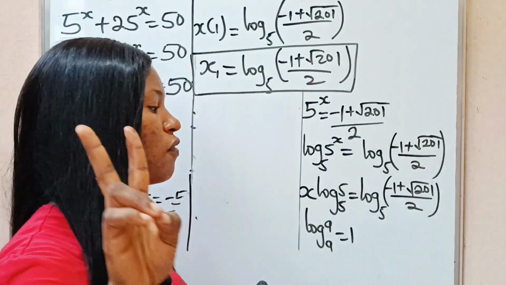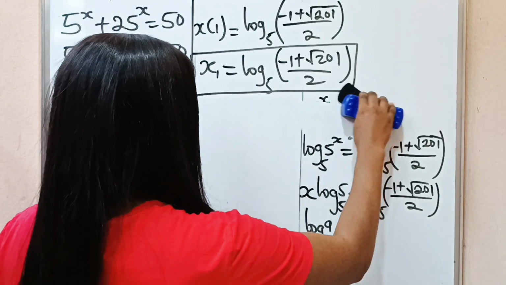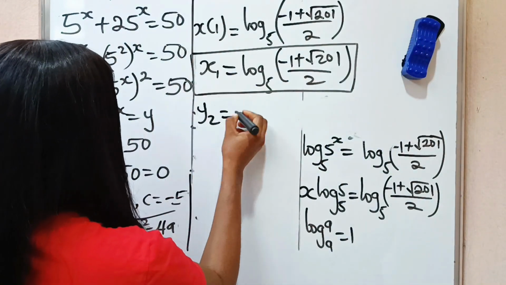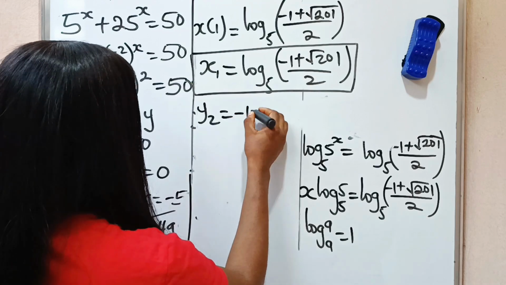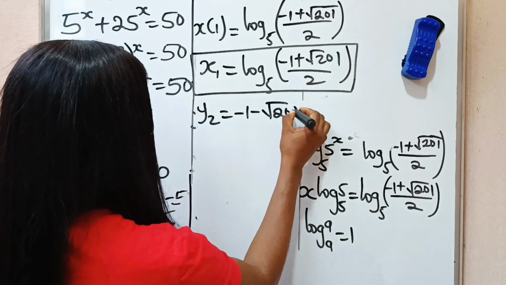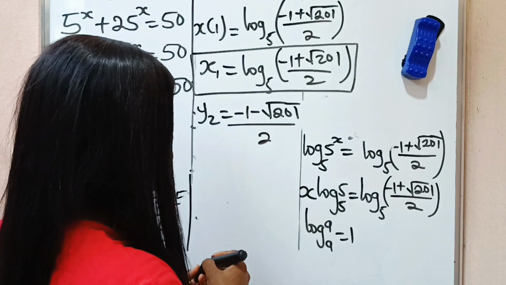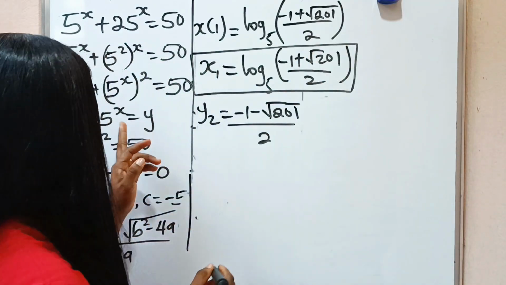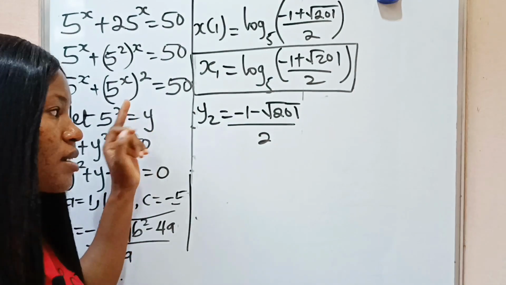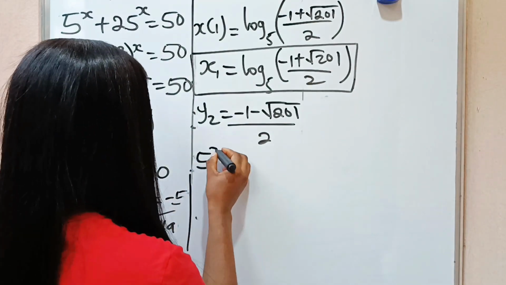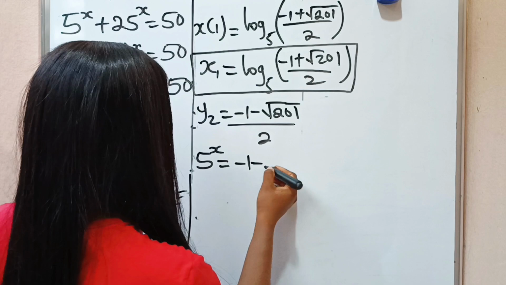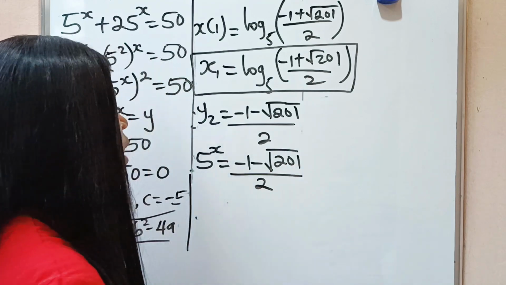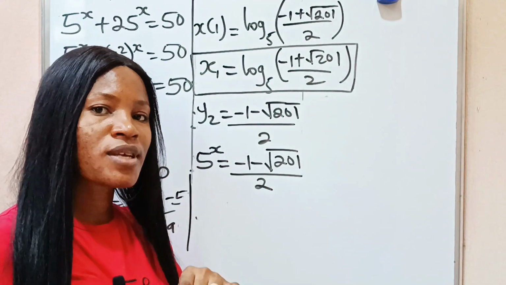Now for the second value of our x, recall that our y2 is equal to minus 1 minus root 201 divided by 2. So that is our second y. Now recall that our y is 5 to the power of x. Therefore, we can write 5 to the power of x is equal to minus 1 minus square root of 201 divided by 2. Now, I want us to look at this very well and observe something.